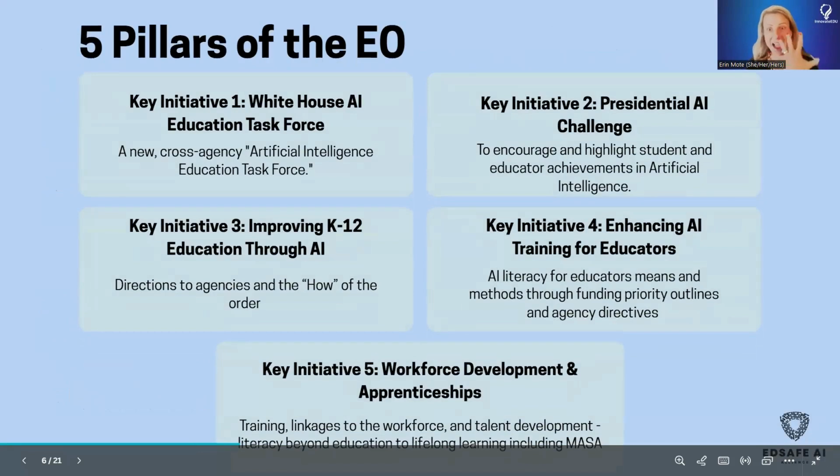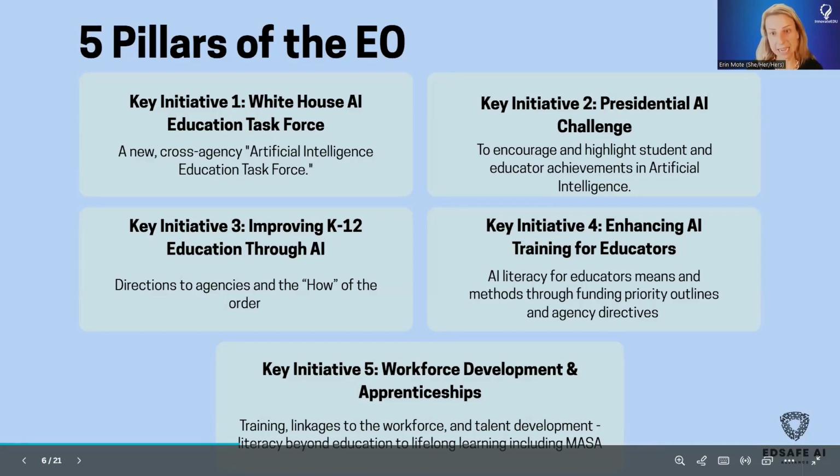Okay, I told you there are 5 pillars in the EO, and these are them. We're going to go into each of those. The first is a White House AI Education Task Force. The second, a presidential AI challenge. The third, improving K-12 education through AI. This is really the how of the order. The fourth, enhancing AI training for educators.